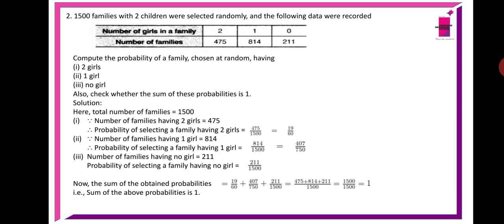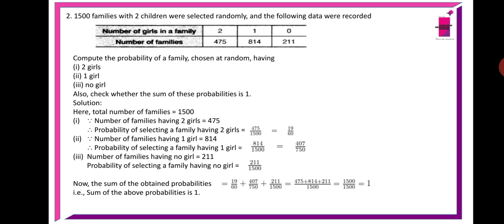Question number 2. 1500 families with 2 children were selected randomly and the following data were recorded. Number of girls in a family: with 2 girls, there are 475 families, and 814 families with 1 girl child and 211 families without a girl child. Compute the probability of a family chosen at random having 2 girls, 1 girl, no girl. Also check whether the sum of these probabilities is 1.